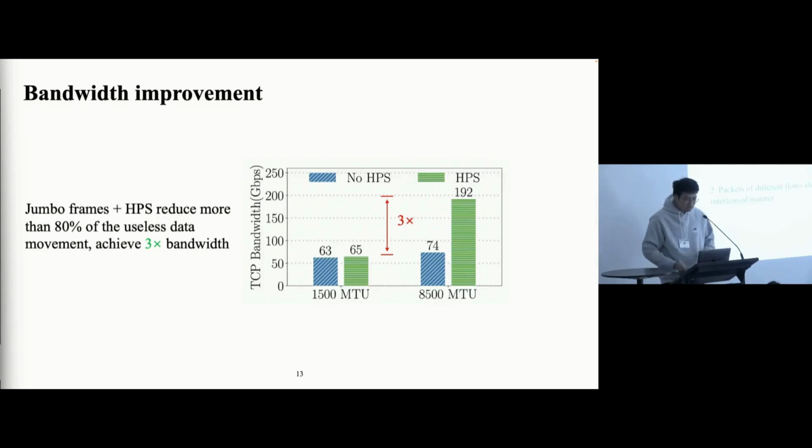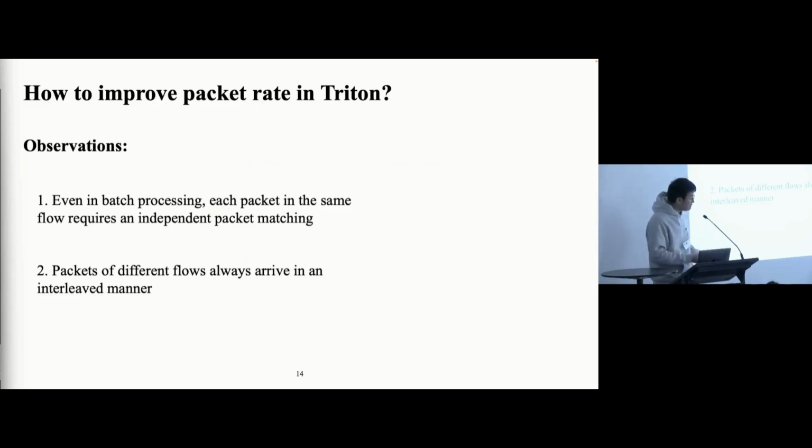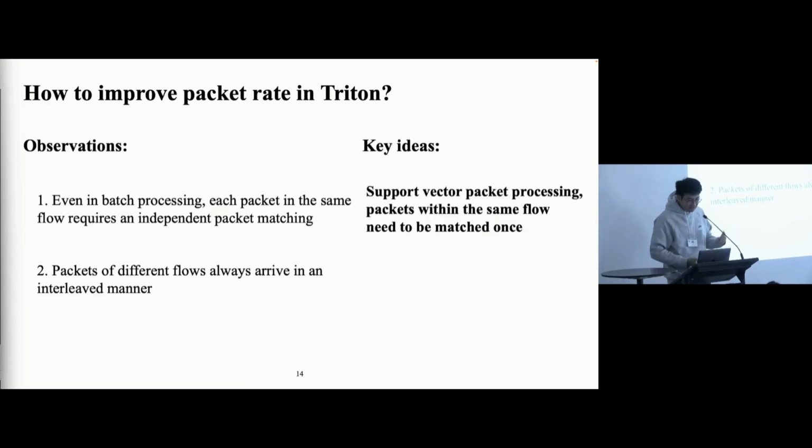Then we come to the packet rate. We also observe that even in batch processing, the CPU is not efficient because each packet in a batch requires an independent packet matching. But the packets of different flows always arrive in an interleaved manner. So we began to think, how about supporting vector processing to reduce the matching times and use the hardware to aggregate packets in the same flow?